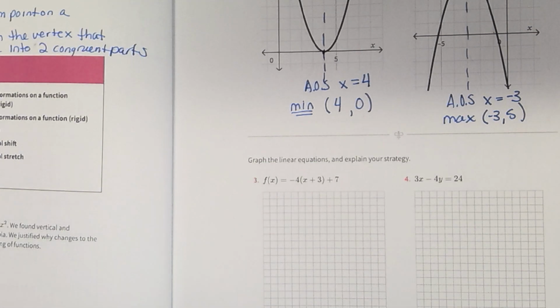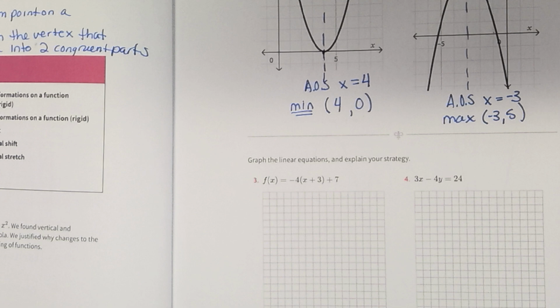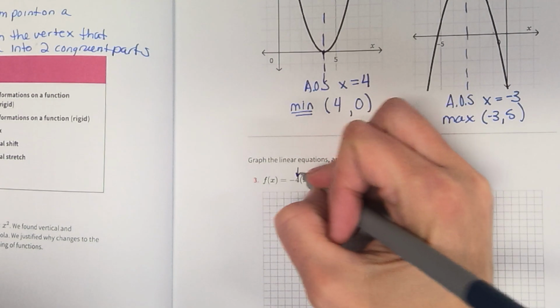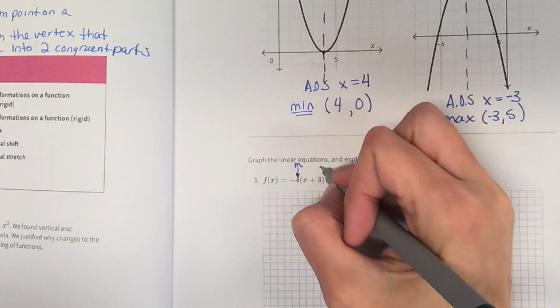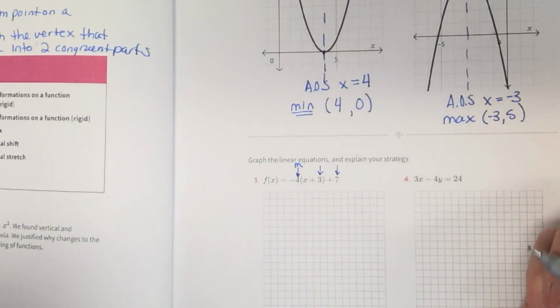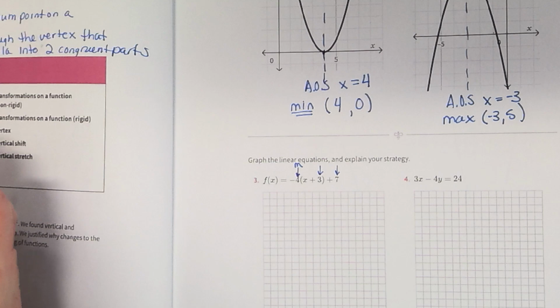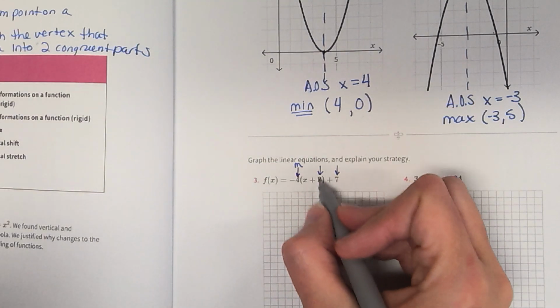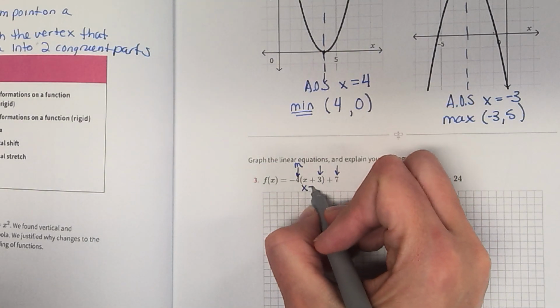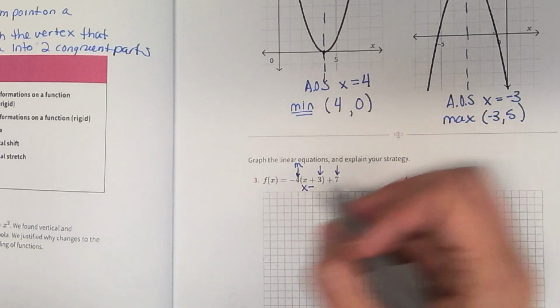All right, and then let's take a look at the last couple of questions on the retrieval. Graph the linear equations and explain your strategy. Number 3 is a throwback form, right? This is in our point slope form that we've talked about, or in our sequences form. We know that this right here is my slope, or my common difference. And we know that these two things go together to make a coordinate point. But just like in what we saw in the lesson, this is the opposite, right?